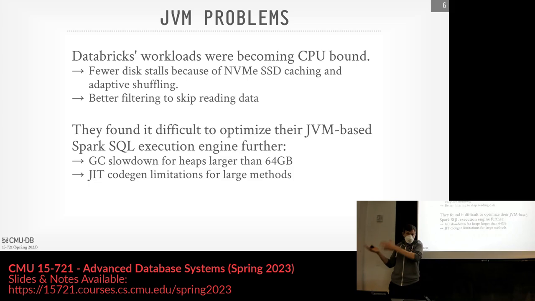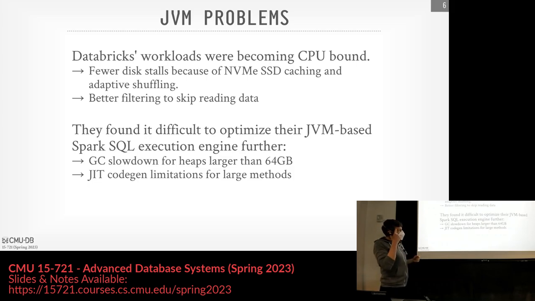But now if your engine is so slow, then the disk no longer becomes the bottleneck, or the disk is getting really fast, and you can start skipping things or throwing things out because you're doing better filtering with indexes and zone maps and other stuff. So they're finding over time that the queries themselves are becoming CPU bound in the JVM because of all the advancements in the hardware and doing a better job at throwing things away without having to read it.